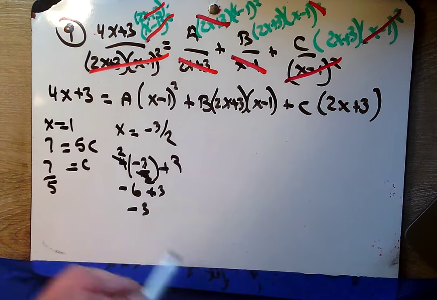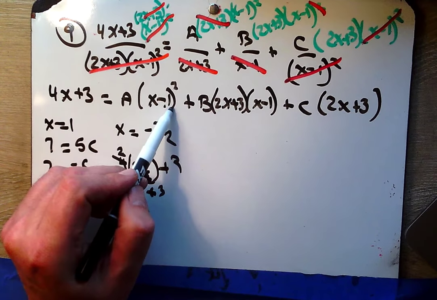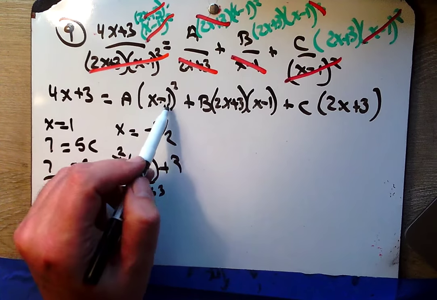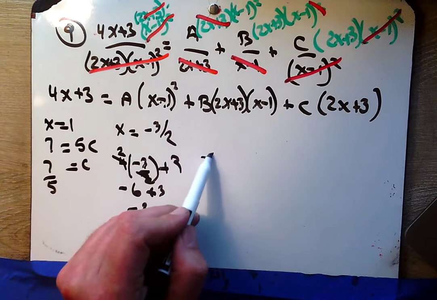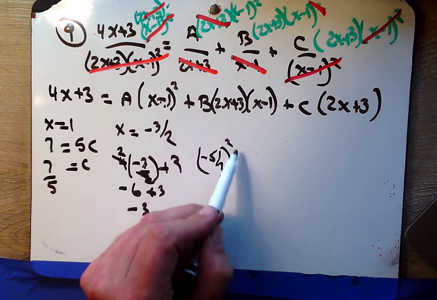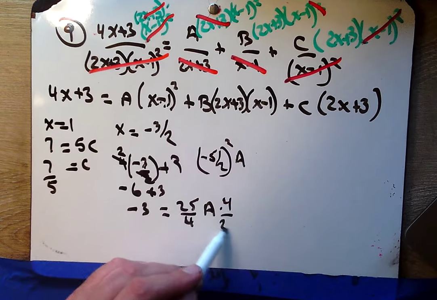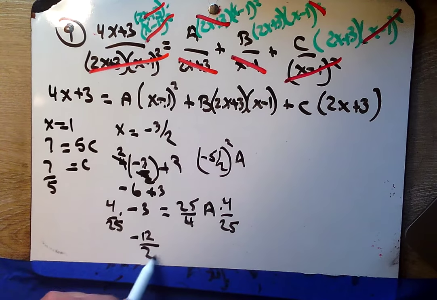And if I plug in negative 3/2 here, negative 3/2 minus 1 is the same as negative 3/2 minus 2/2. So I get negative 5/2 squared times a. And that's going to be 25/4 a, because I'm squaring top and bottom. Well, if I multiply both sides by the reciprocal, I end up with negative 12 over 25 equals a.